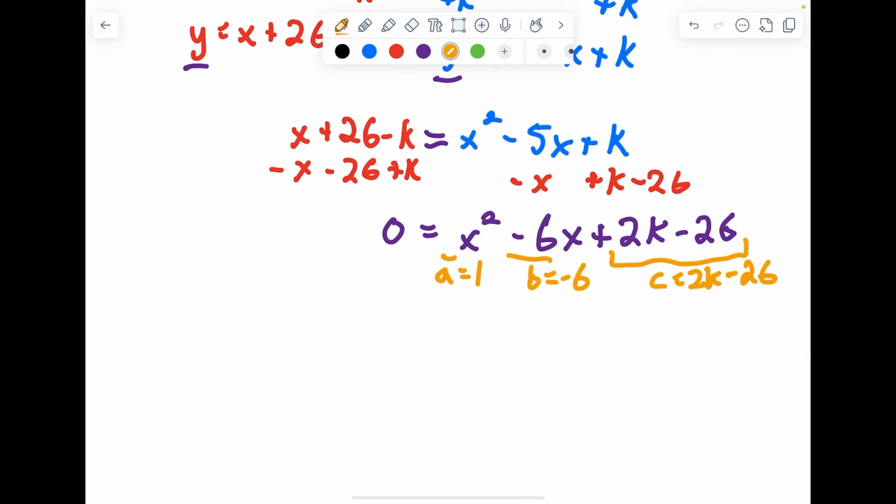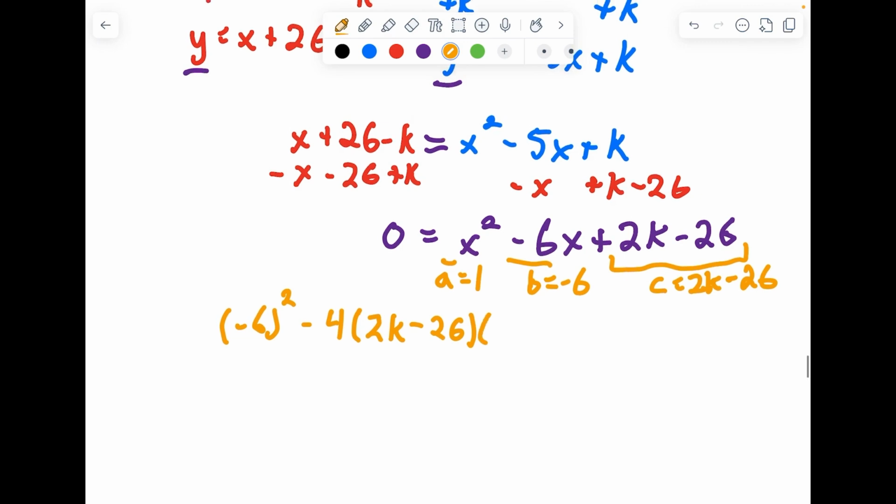All right, so now I'm going to plug this into my b squared minus 4ac. So negative 6 squared minus 4 times 1 times 2k minus 26. That's 4ac, and my a term is 1. That's going to give me 36 minus 8k if I distribute, plus 104 equal to 0.